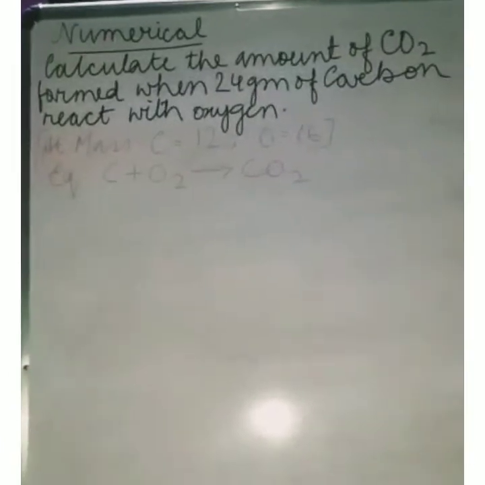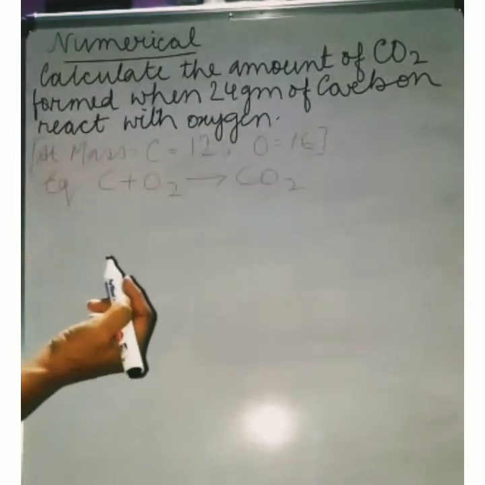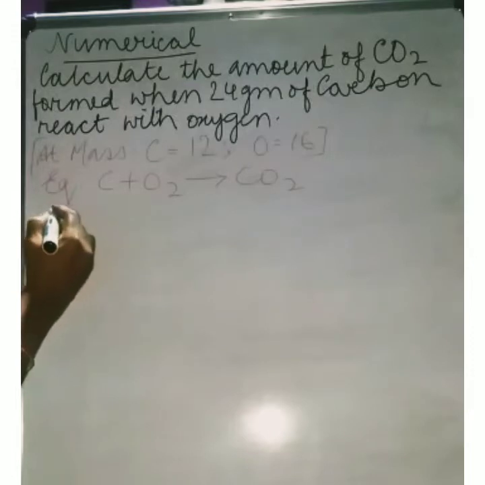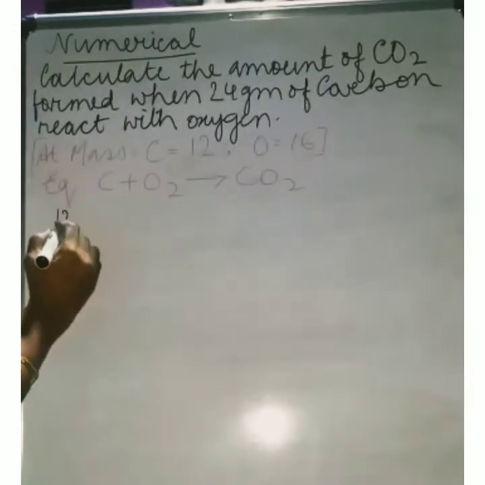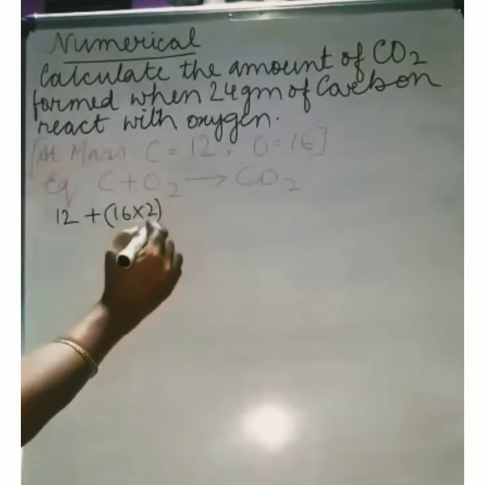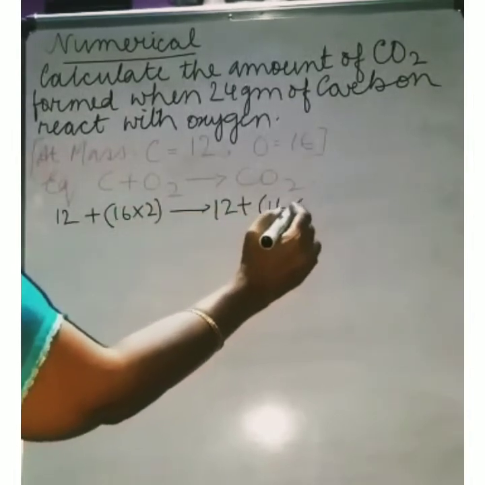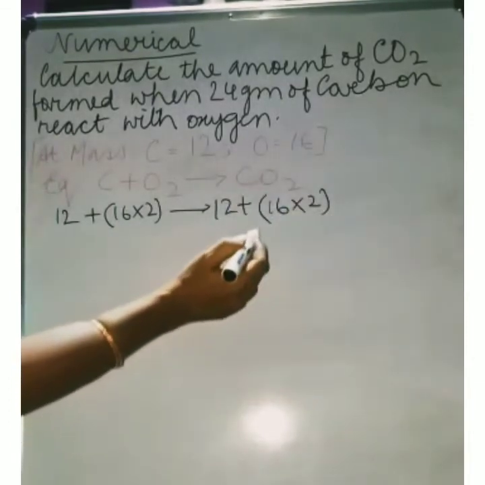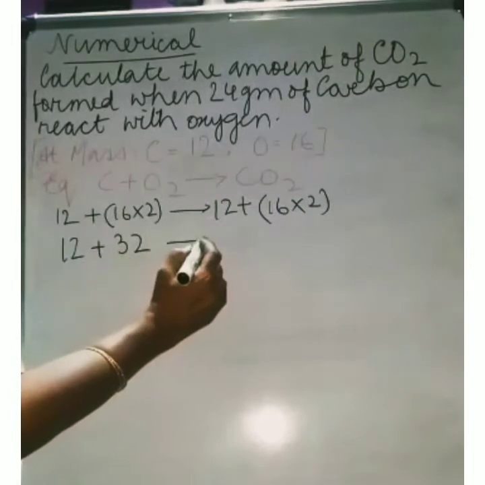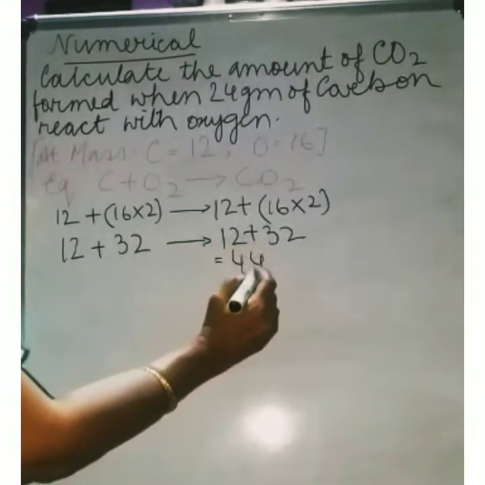Now boys, we are going to calculate the amount of CO2 formed when 24 gram of carbon react with oxygen. First of all, we'll calculate the atomic weight. So, see carbon how much? 12 plus O2, that comes to 16 into 2, gives us 12 plus 16 into 2. Why 16 into 2? Because we have 2 atoms of oxygen. This is coming to 12 plus 32, that is 44 gram.